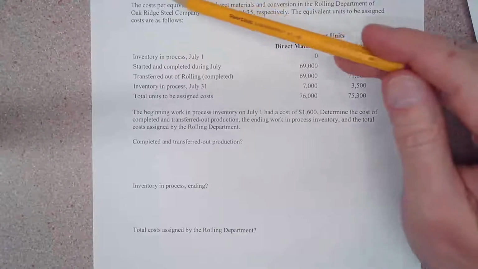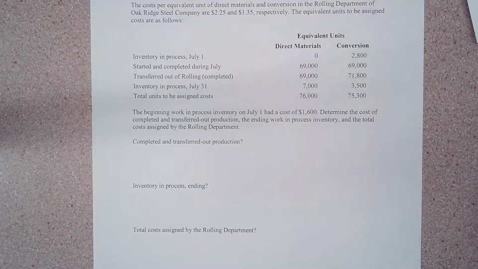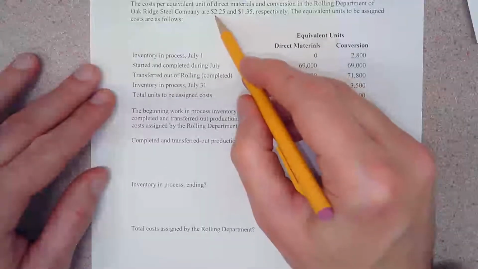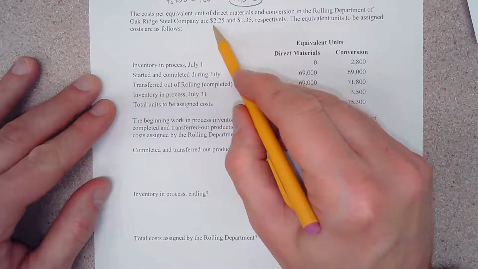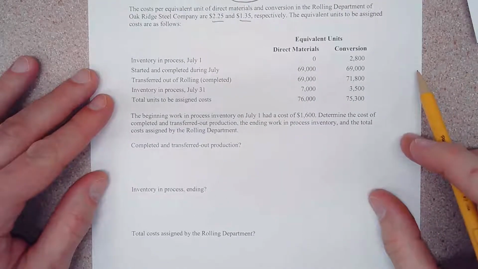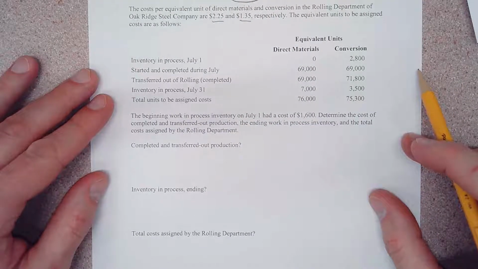So let's come up here and look at our scenario. It says the cost per equivalent unit of direct materials and conversion in the rolling department of Oak Ridge Steel Company are $2.25 and $1.35 respectively. So these are important figures here. And it's also probably worth noting that you do not have to make this calculation. It has been done for you.